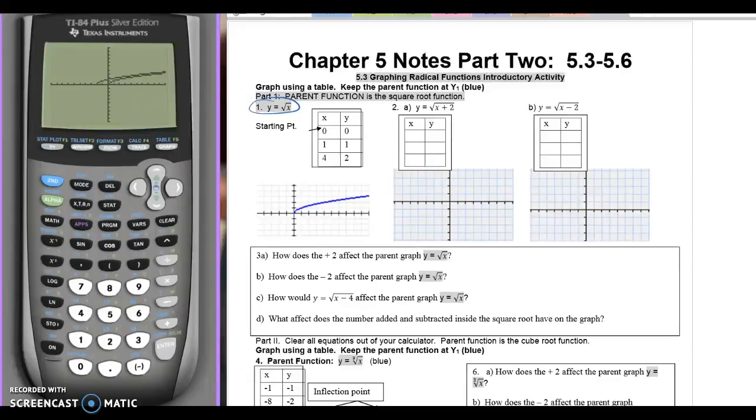What happened? It moved over to which direction? Left. Do you find it interesting that it says plus 2, but it moved left 2? Let's go to the table and let's record some points.